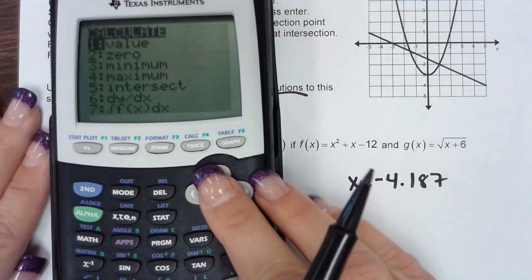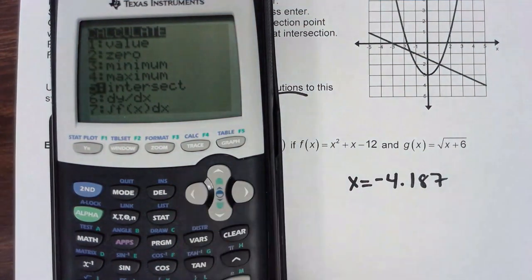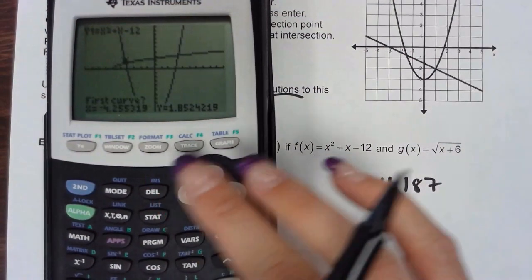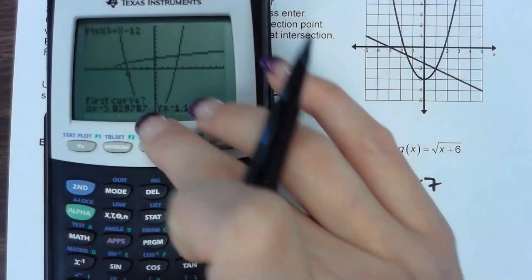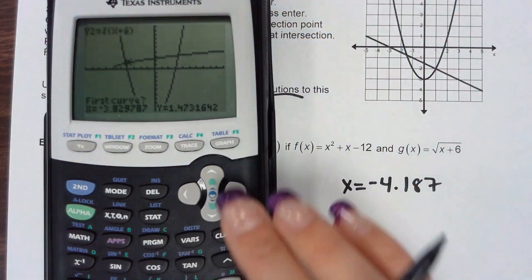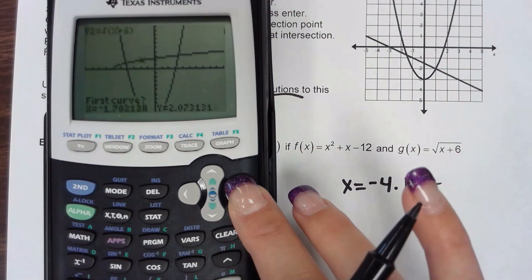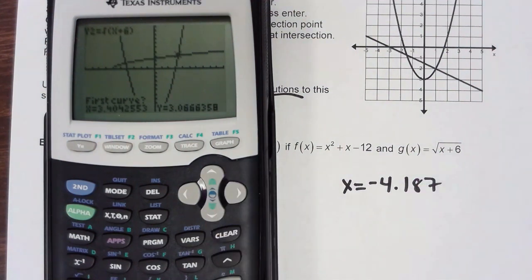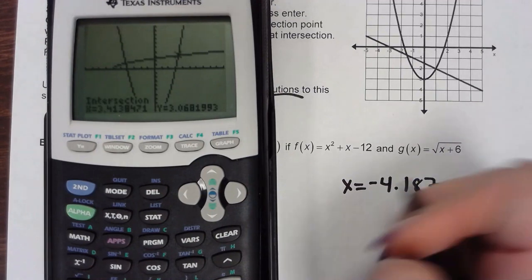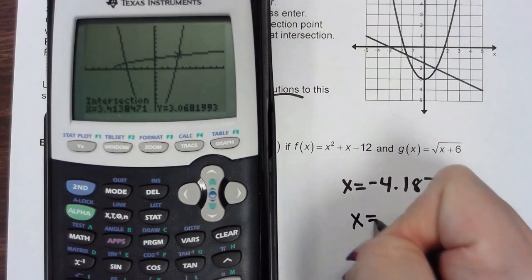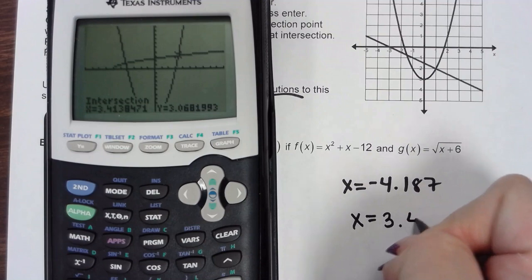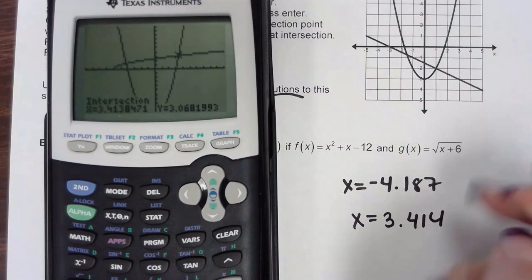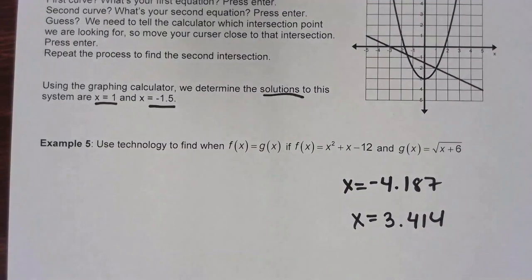I got one more intersection to do. So I go second trace, intersect, go to my other curve because it's easier to see, so press down, and then I get really, really close. There we go. 1, 2, 3, and I get x equals 3.414. And that's it. All right. Good luck practicing.